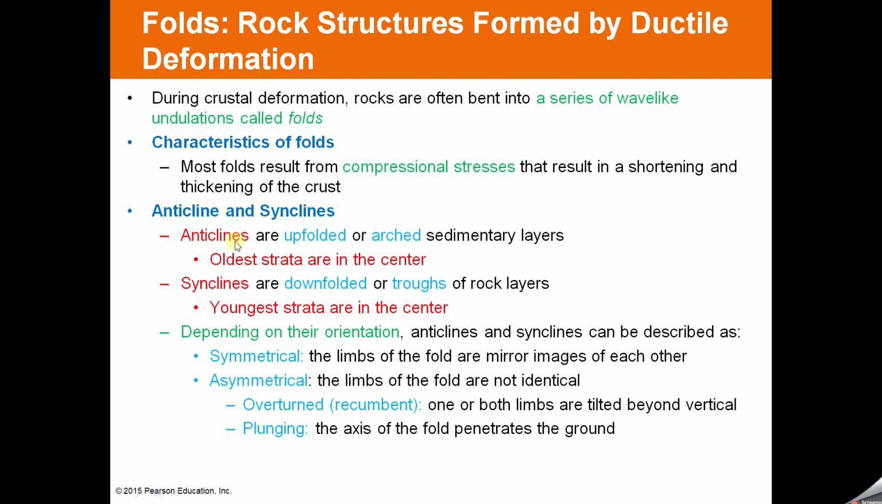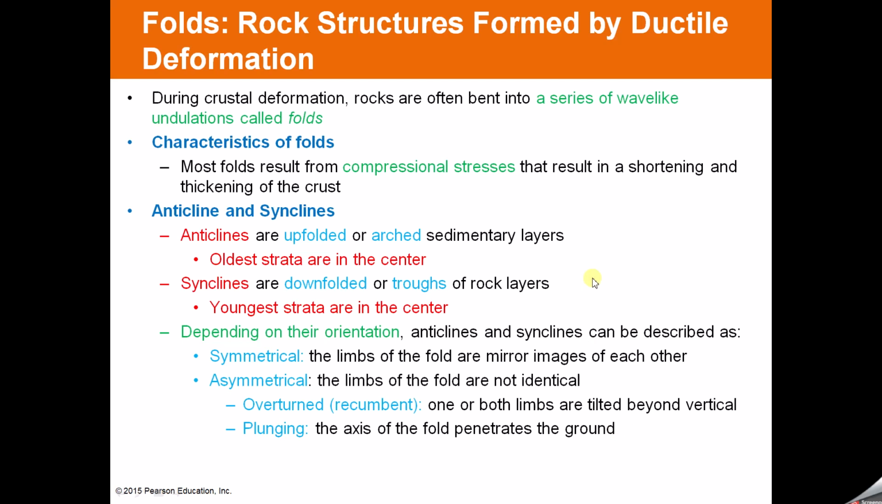Also, we have more classifications of anticlines and synclines. Depending on their orientation, anticlines and synclines can be described as symmetrical, asymmetrical, overturned, or plunging. Symmetrical: the limbs of the fold are mirror images of each other, so they're similar on both sides. Asymmetrical: the limbs of the fold are not identical. Overturned or recumbent: one or both limbs are tilted beyond vertical. Plunging: the axis of the fold penetrates the ground.